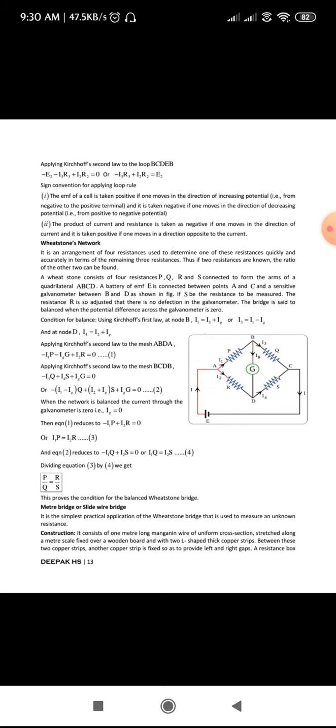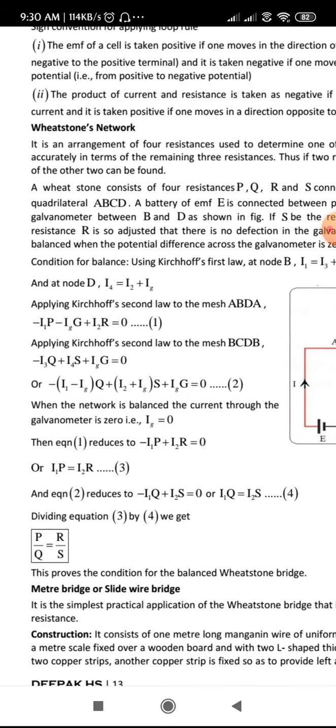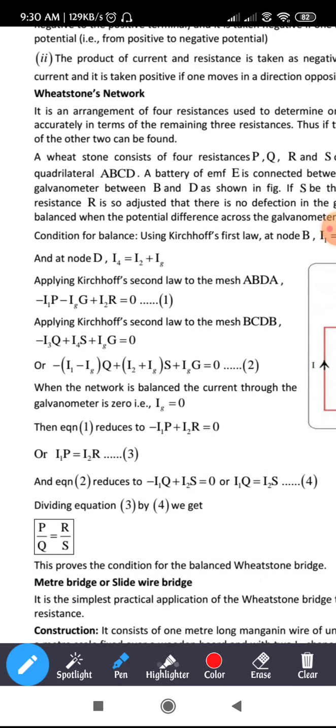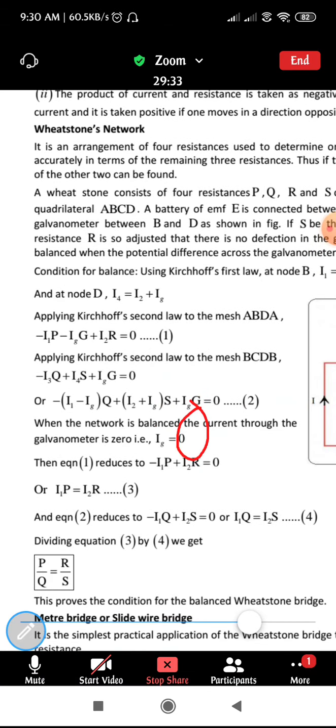If Ig is equal to 0, what is the left out thing here? The left out term is minus I1Q. Next, this term is gone, so the left out term is plus I2S. Correct? This whole term is equal to 0. Hence equation 2 reduces to minus I1Q plus I2S is equal to 0, or I1Q is equal to I2S. Let us represent that as equation 4.